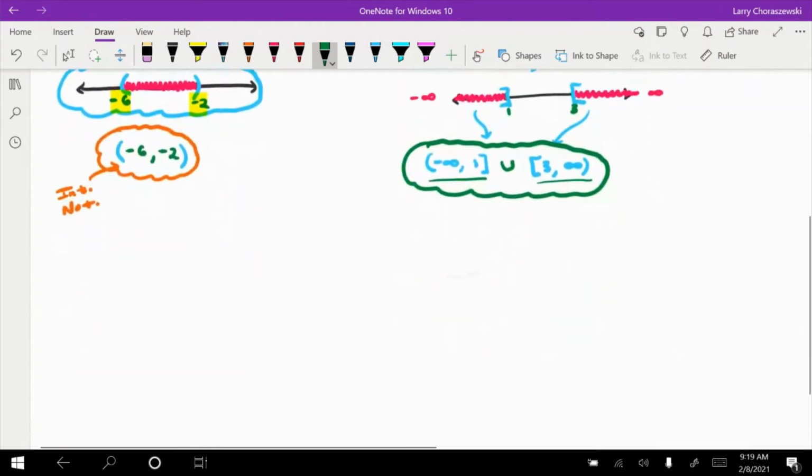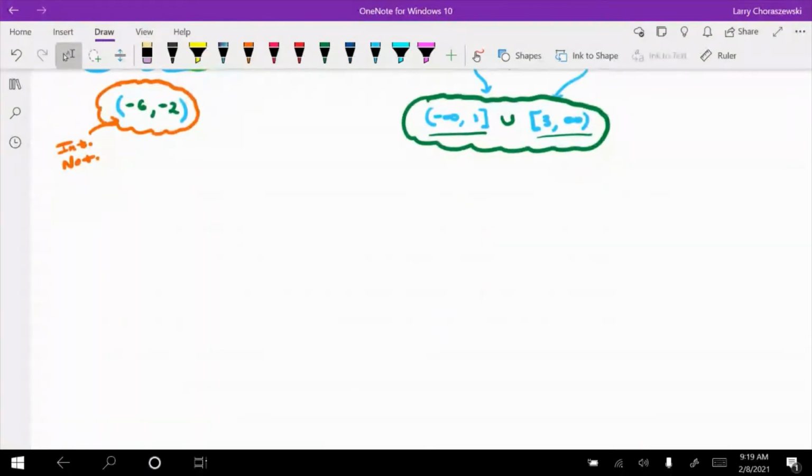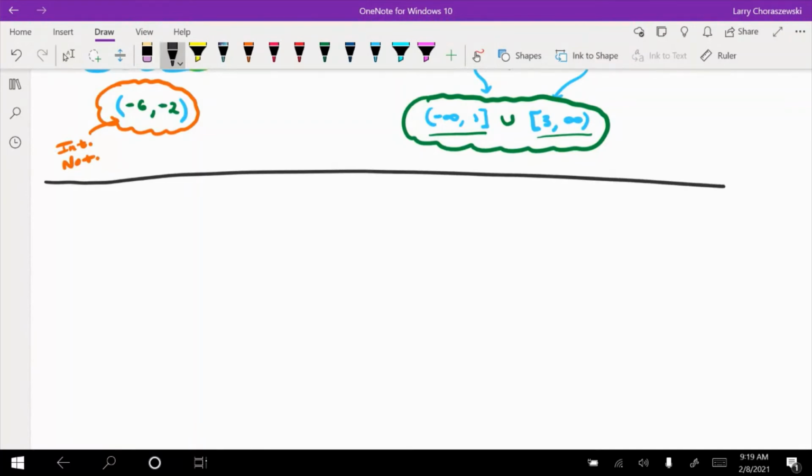Okay. Well, I'd like to go ahead and do graphing calculator solutions to these. Let me jot down the first inequality again. Absolute value of x plus 4 plus 3 is less than 5.